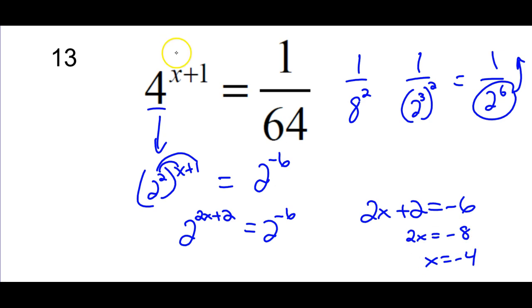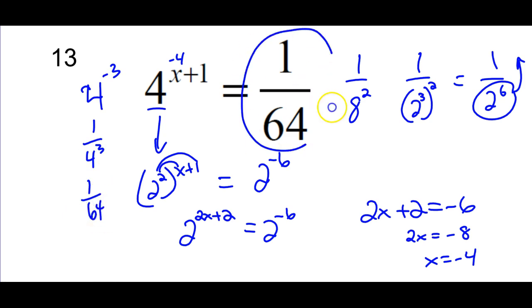And if you check this, putting in negative 4, it's the same thing as 4 to the negative 3, which is 1 over 4 cubed, which is 1 over 64. And so it will equal that in the end.